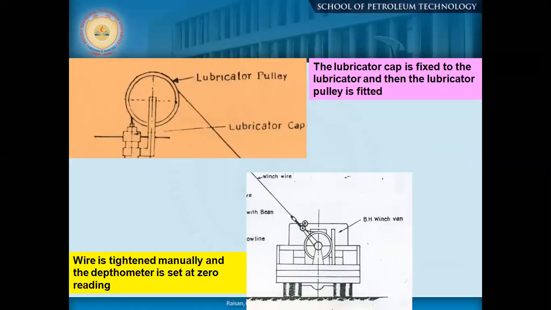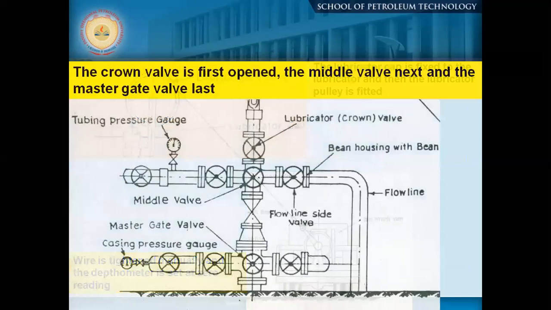Then you see the whole system. This wire is along with the winch wire, and it is now connected. Now you set the depthometer to 0, because there are depth measurements. Then you open all the valves, the lubricator valve and all the valves, so that your instrument can go down. Are you getting the point? So right from the top you are now lowering down your instrument.